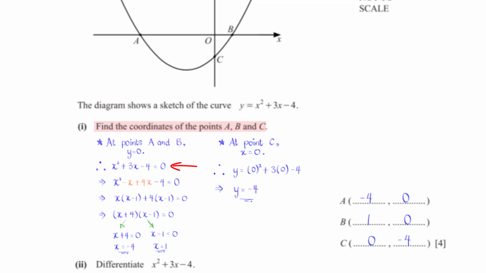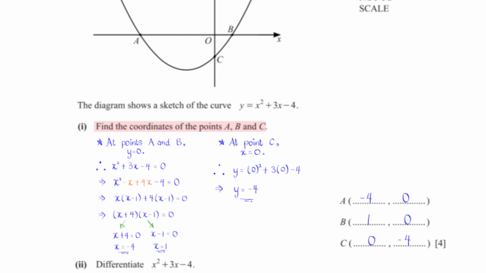This quadratic equation can be solved by factorization. We replace 3x with negative x plus 4x. For the first 2 terms, when we factor out x, we are left with x minus 1. For the final 2 terms, when we factor out 4, we are left with x minus 1. This can be rewritten as x plus 4 times x minus 1 is equal to 0. For x plus 4 equals 0, we have x equals negative 4. And for x minus 1 is equal to 0, we have x equals 1.